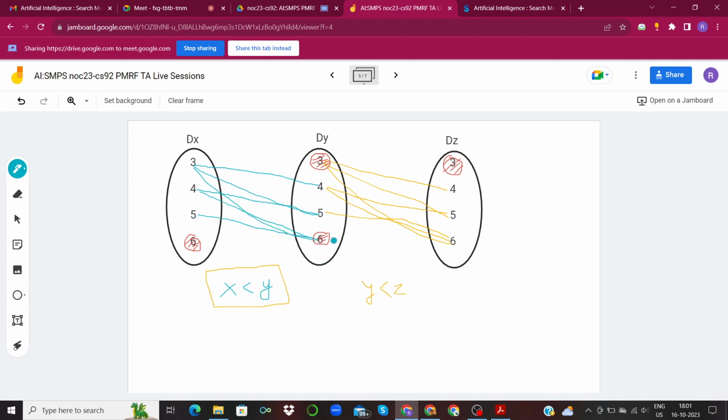Similarly, 5 will be connected to 6, and 6 will not be connected to anything because there is no number in 3, 4, 5, 6 that is greater than 6. Okay, so that's about x and y.